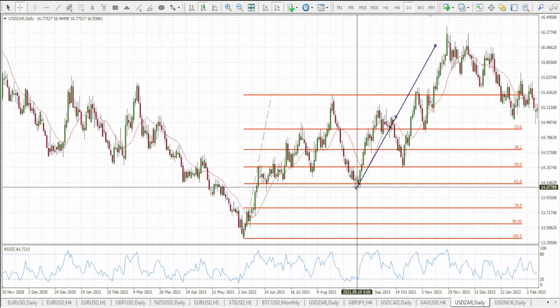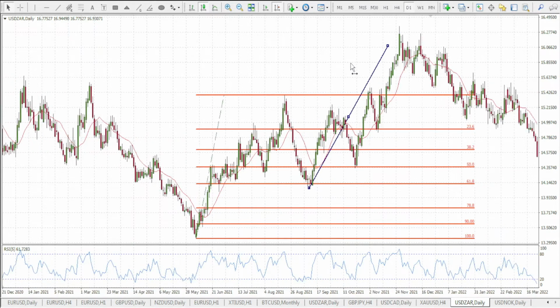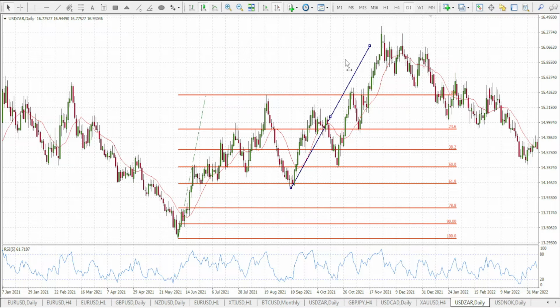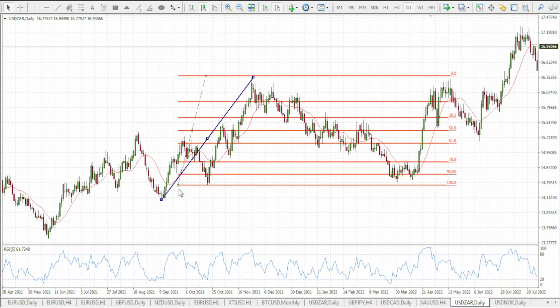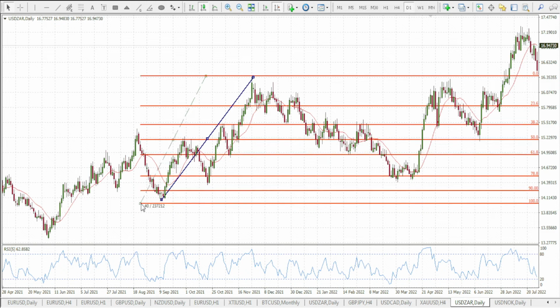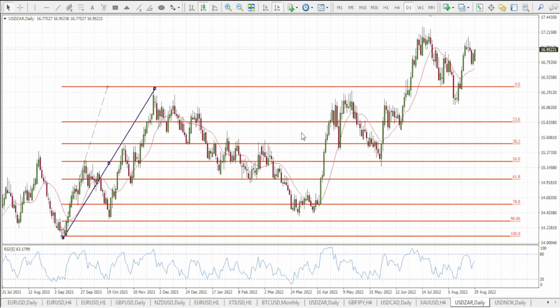Now here, if you see, this move completed, and obviously it gave this move as well, then this, but I don't want to discuss that because that will be too complicated and lengthy. So the market went back up, giving us this impulsive wave. And after that, what happened is a 78.6% retracement of the Fibonacci.